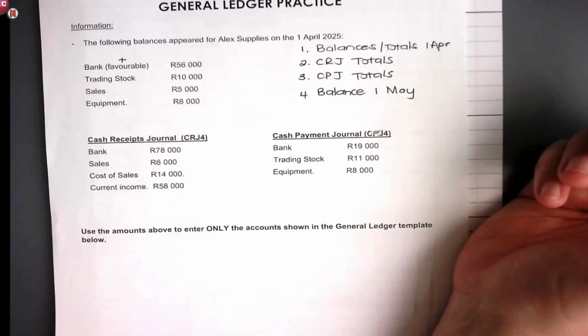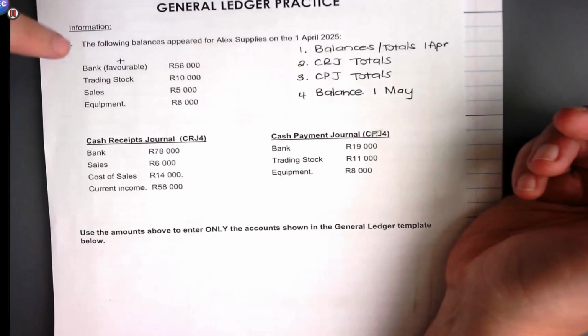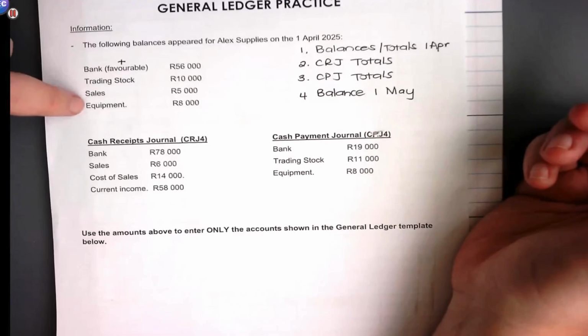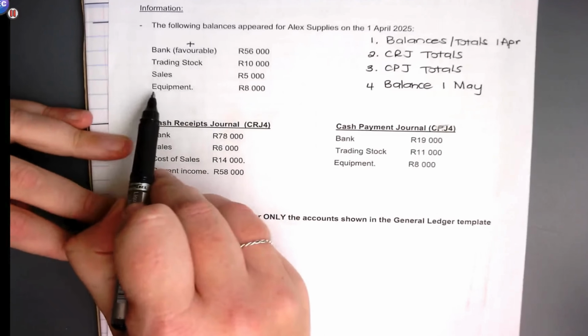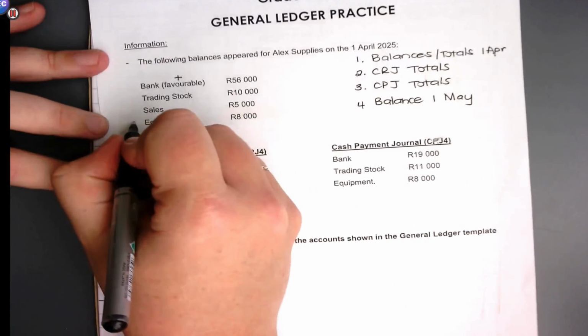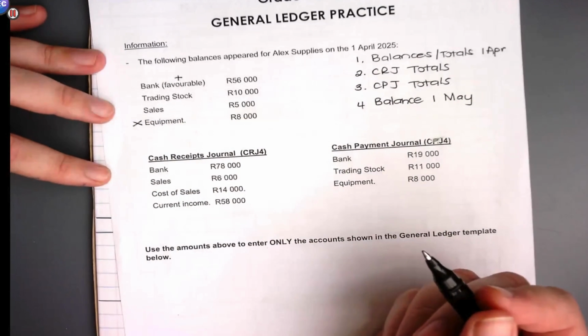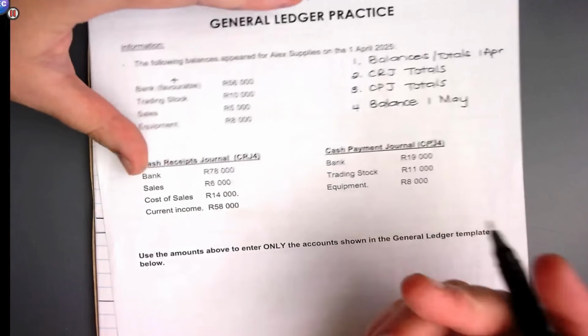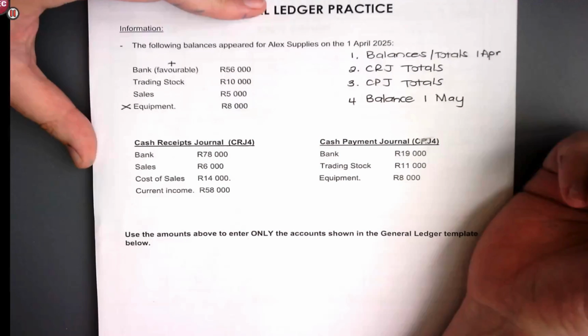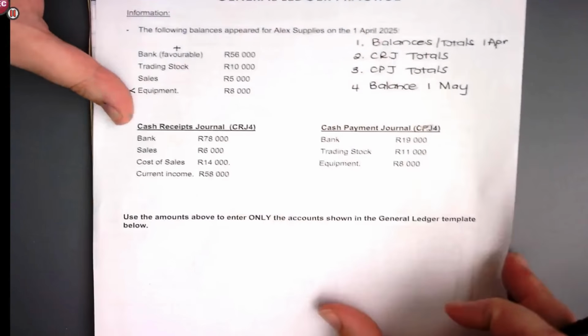Alright, so first step, we're going to enter in our balances: bank, trading stock, sales, and equipment. You'll notice that equipment is there, but there is no place to enter equipment, so we're just not going to enter in that one. Okay, now the problem that happens is that people don't know which side to enter in the accounts. So let me write it at the bottom here.